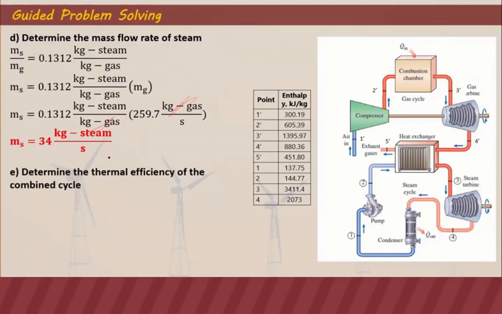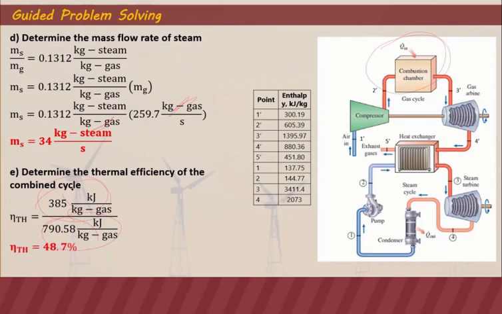And finally, the thermal efficiency of the combined cycle is just equal to our work net over Q in. Take note that they should be in the same dimension, which is per kilogram gas. Our Q in we got already, that's 790, and our work net is 385 kilojoules per kilogram gas. So our thermal efficiency is 48.7%. That's how we analyze our combined gas steam cycle.